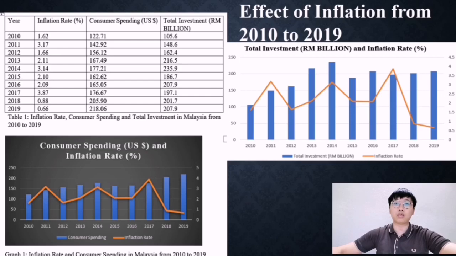Graph 2 shows the total investment and inflation rate in Malaysia from 2010 to 2019. From graph 2, change in inflation rate can influence change in total investment. When inflation rate increases, total investment will increase. This can be shown in the chart above in years 2011, 2013, and 2014. When inflation rate decreases, total investment will decrease. This can be shown in the chart above in year 2015.